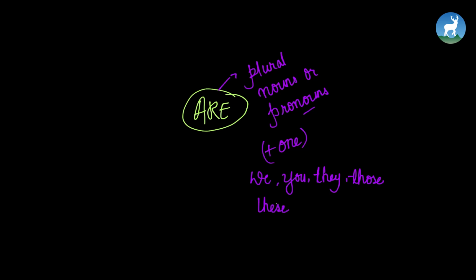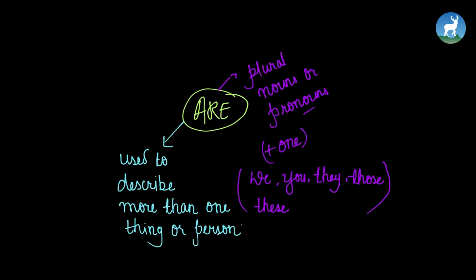These are the examples of plural pronouns. Are is used to describe more than one thing or person. Can you give me an example? Let me give you an example on my own.